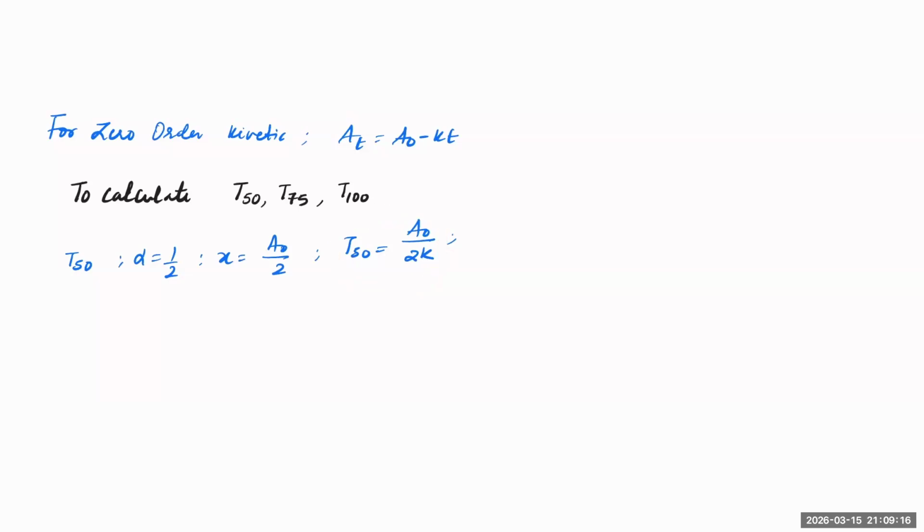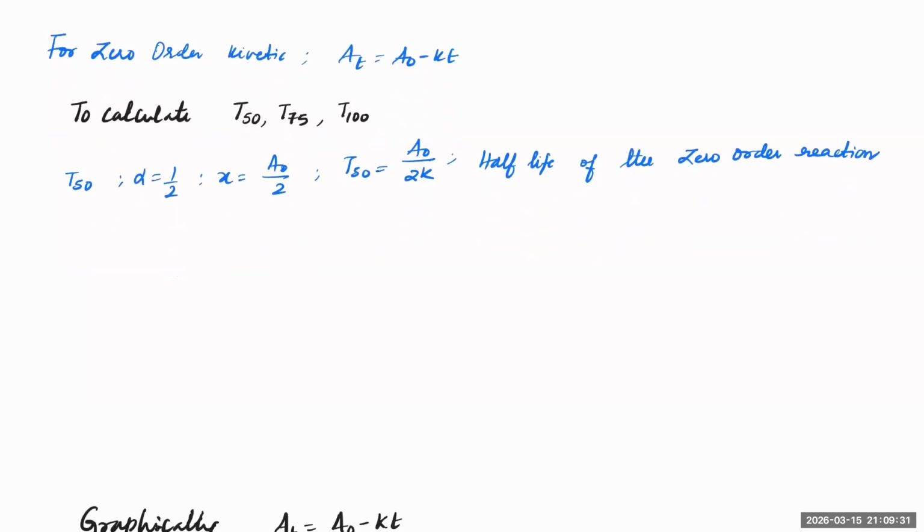So this becomes the half-life of the zero order reaction. This is the half-life of the zero order reaction. Next, if you compare T75, that means alpha is 3 by 4. If it is 3 by 4, then At will be equal to 1 by 4 times A naught. So At is 1 by 4 of A naught, which is equal to A naught minus k T75. Therefore, T75 will be equal to 3 A naught by 4k, isn't it?